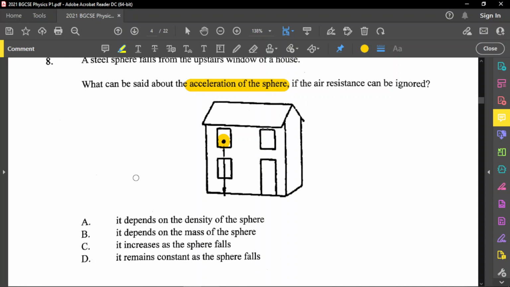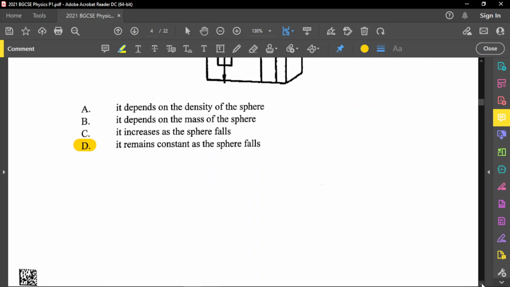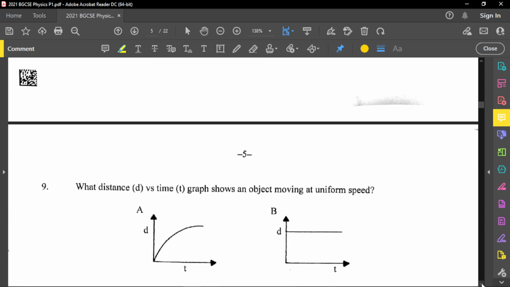All right. So the acceleration is the same because again it's under the influence of gravity, as we talked about in the first question before. So the acceleration only depends upon gravity in this case. So D is the correct answer. The gravitational acceleration will be the same throughout the entire journey.